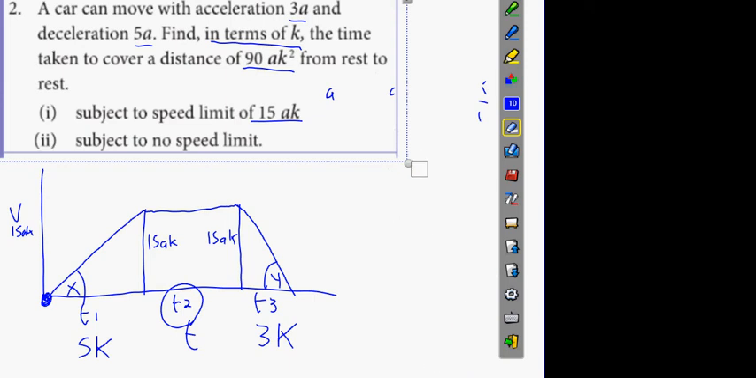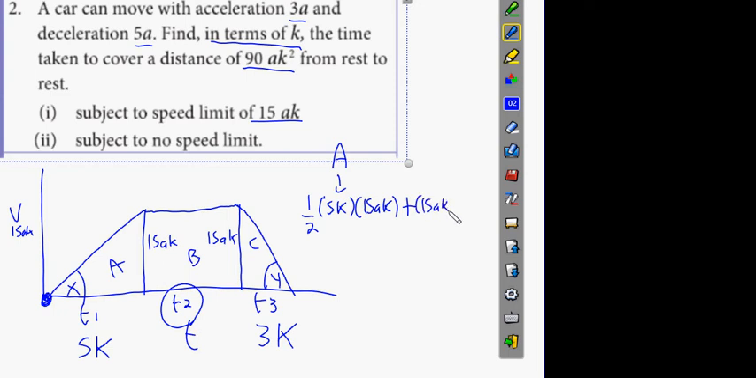And once we've done that, what we're going to find out is what to do here. So, okay, add them together: the area of section A, section B, and section C. The area of A is a half base by height, which is a half 5k by 15ak. The area of section B is 15ak multiplied by T2. The third section is area C, and it is a half 3k times 15ak.